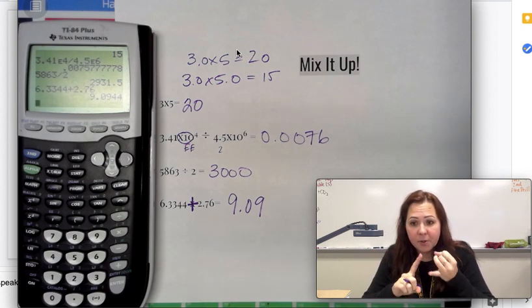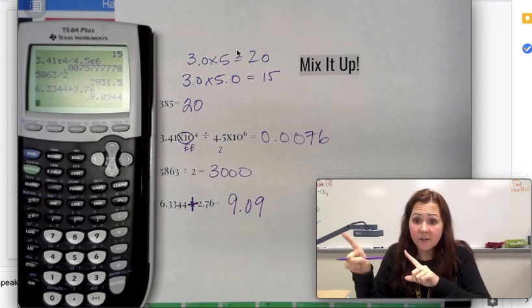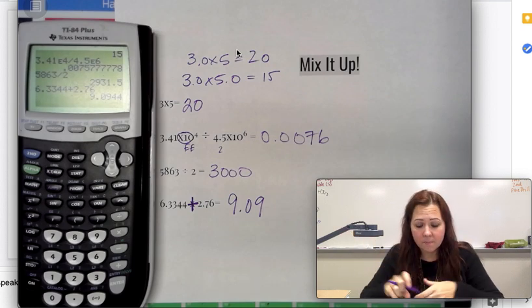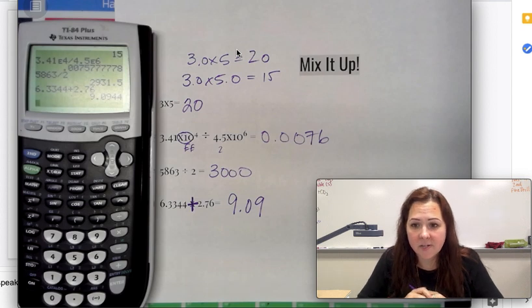When you're doing multiplication and division, you have to figure out how many SigFigs are in each of your numbers, and then you're rounding to use the least amount of SigFigs.